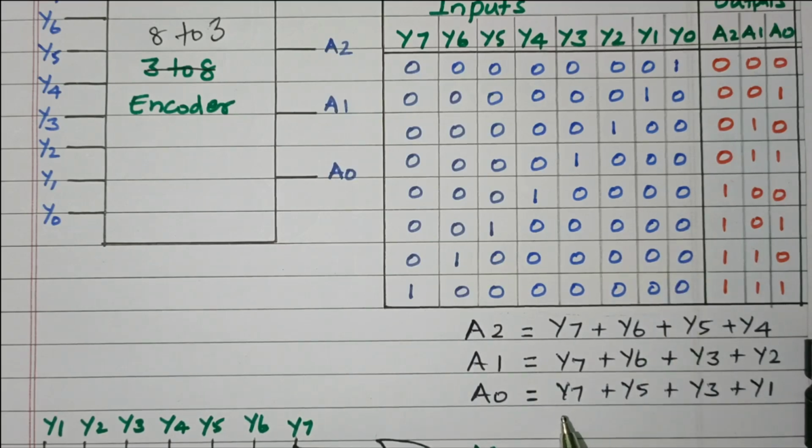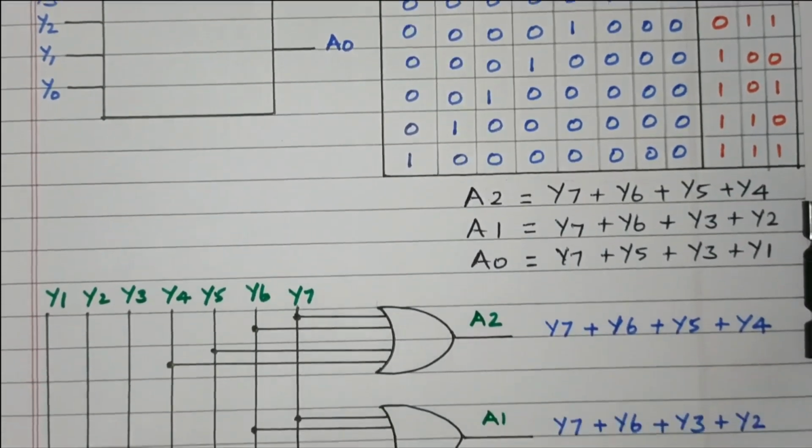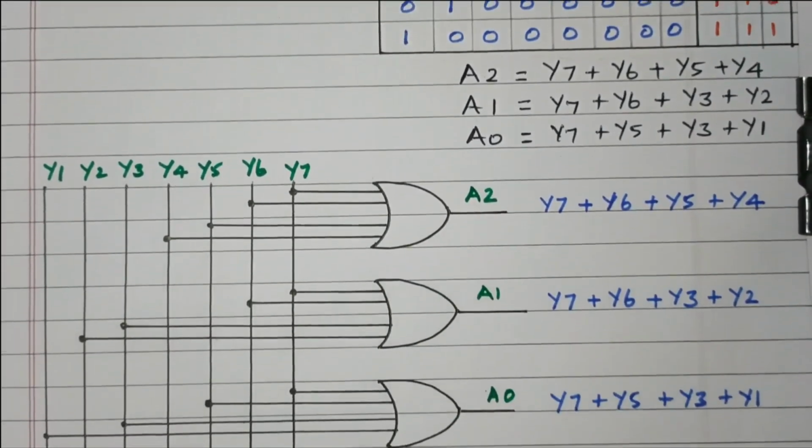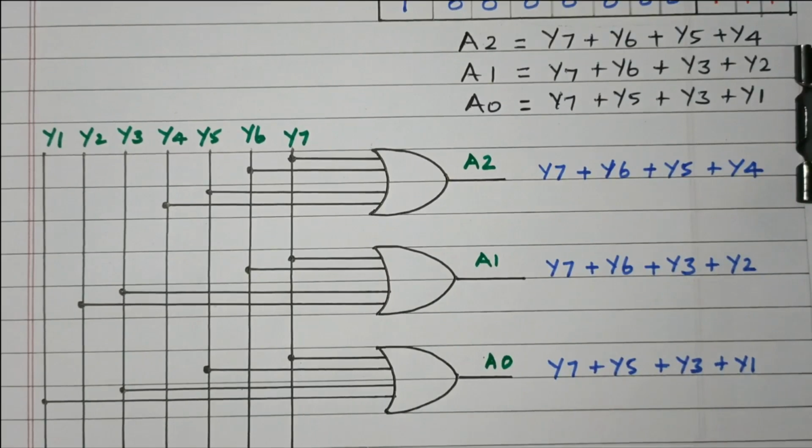Now we need to implement this with logic gates. What is this expression? All are added together, y7, y6, y5. So we need an OR gate. We need one OR gate for A2, one more OR gate for A1, one more OR gate for A0. So in total we need 3 different OR gates in order to implement this logical expression. Now based on this we'll see the logic diagram, how to implement these 3.